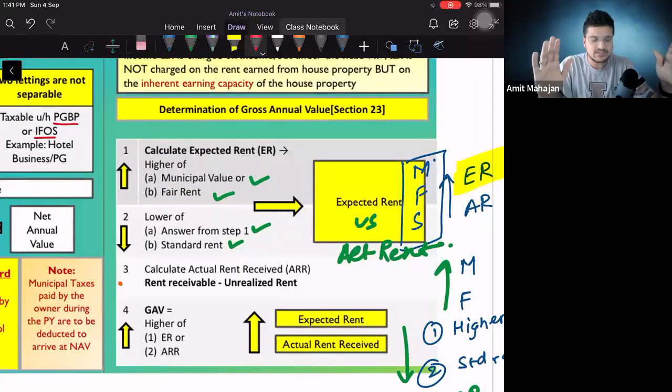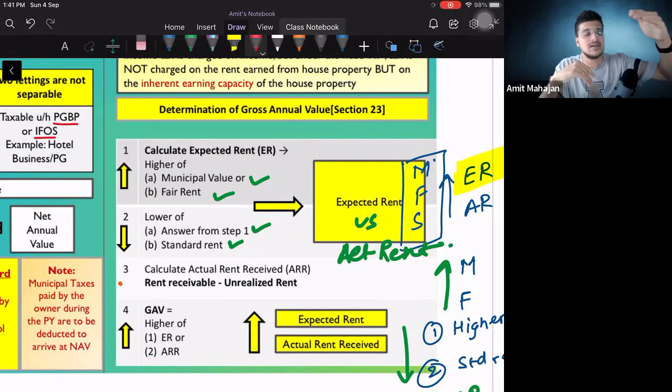For computing the GAV, first of all, you have to identify the actual rent. Okay, what is my actual rent? But that actual rent we will compare with the expected rent. Now the question comes, how do we compute the expected rent? To compute the expected rent, there are three things.